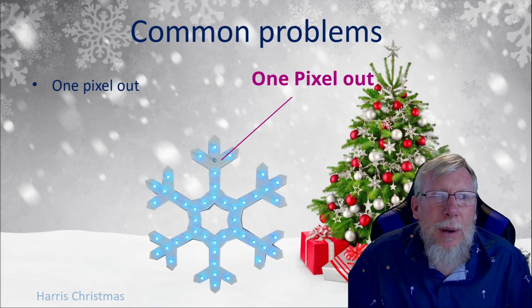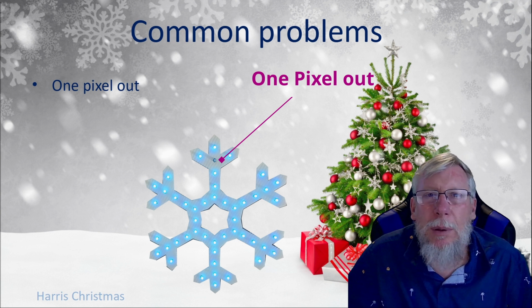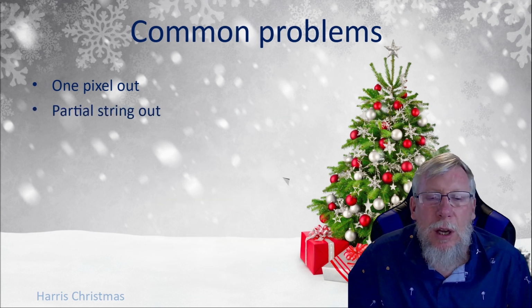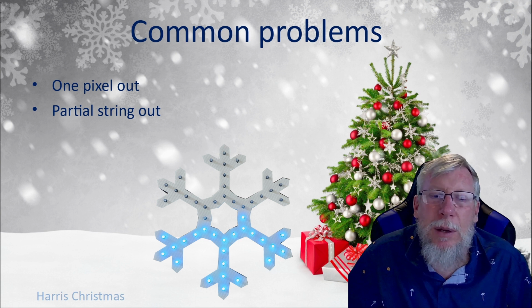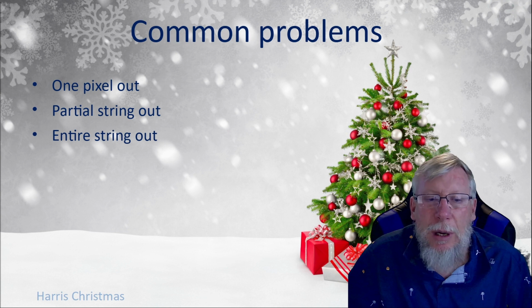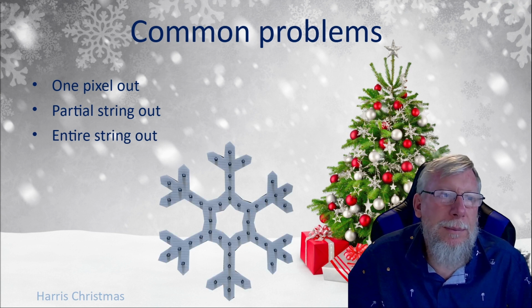One pixel out. You have a pixel in the middle of the string. It's black, and the ones before it are playing, and the ones after it are playing. You got a partial string out. More commonly, it's the last part of the string, but it could be the beginning part. You could have the pixels playing fine, and then the rest of the string is just totally black. The entire string out. Nobody wants to join the party on this one.